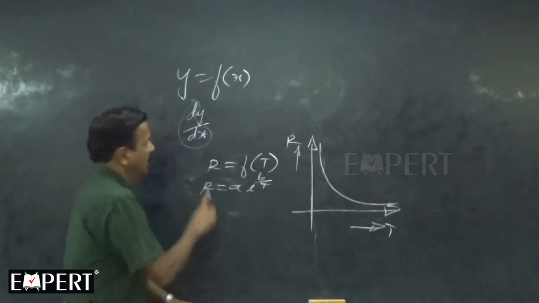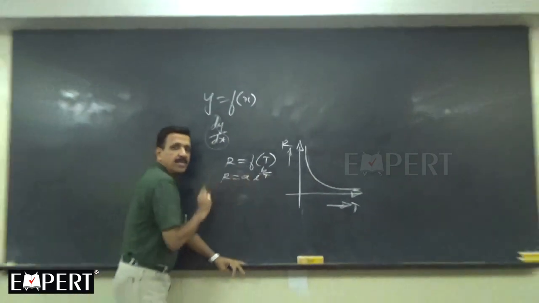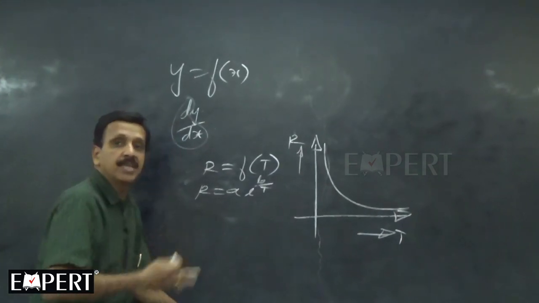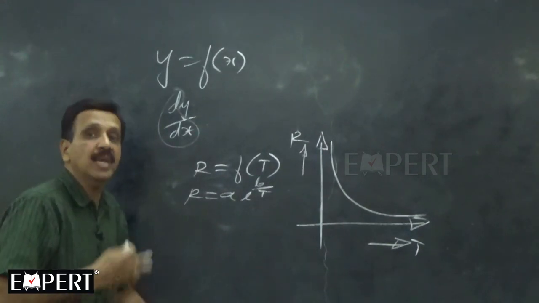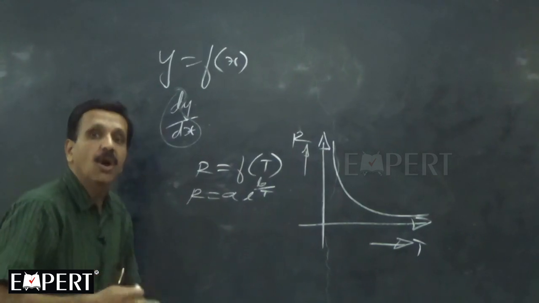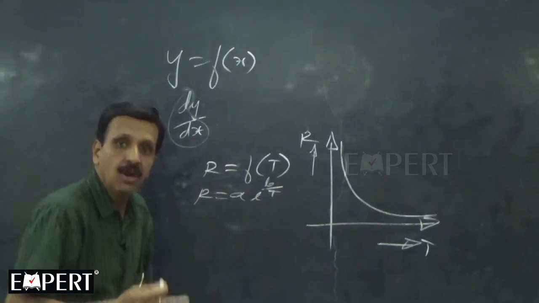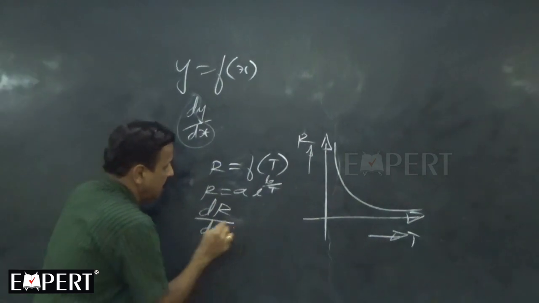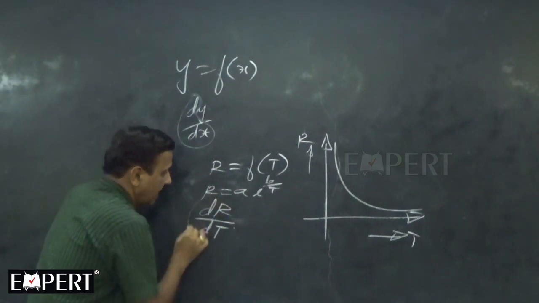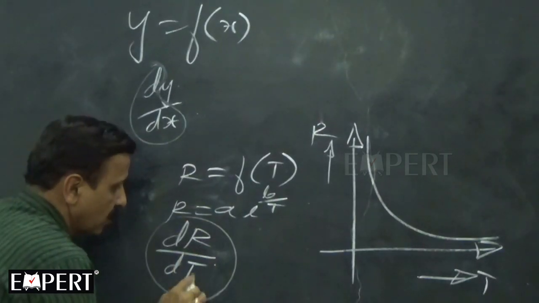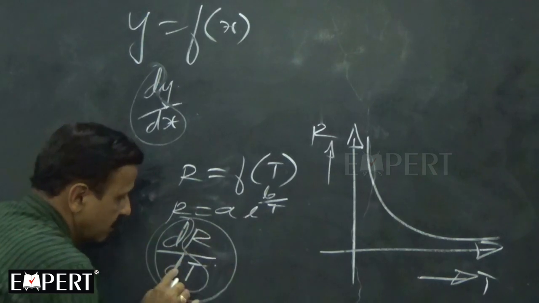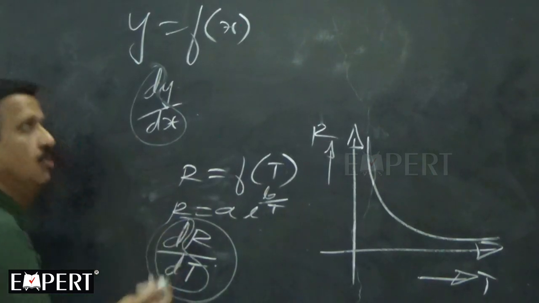Let me come back. Resistance varies with respect to temperature in Kelvin. The measure of variation, how it varies with respect to temperature in Kelvin, you have to express in terms of a numerical value or expression called derivative or differential coefficient. That is denoted by dr by dt. It gives idea that derivative of resistance with respect to temperature in Kelvin.